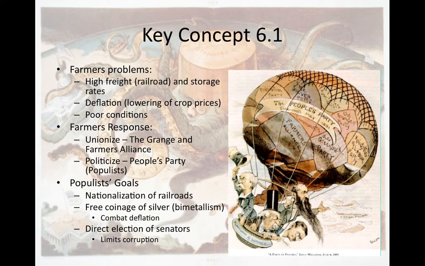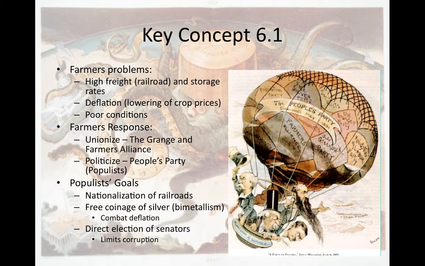And so their goals are in direct response to their problems. They want to see nationalization of the railroads. They want the government to take over the railroads to regulate them more readily. They want a free coinage of silver, which would combat deflation by adding money to the money supply. This is known as bimetallism, because in addition to silver, they also wanted to back the dollar with gold.